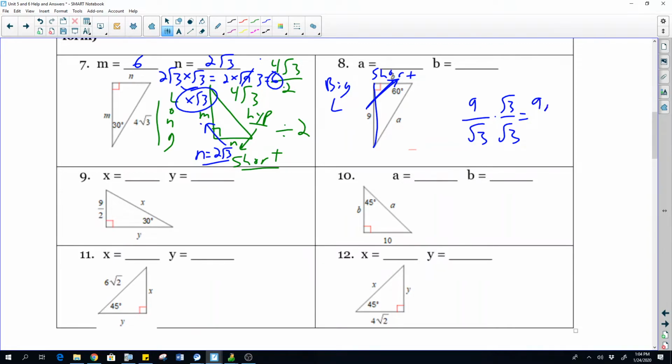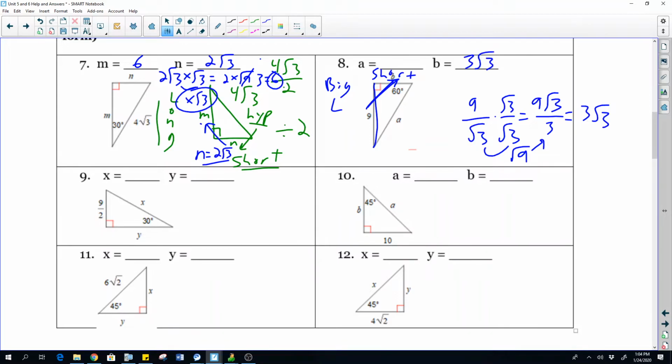That gives us 9 radical 3 over 3 times 3, which is 9. But it is the square root of 9, and the square root of 9 is 3. And that reduces to 9 divided by 3 is 3. So 3 radical 3 is what the short leg is, which is b. And so the short leg is 3 radical 3.